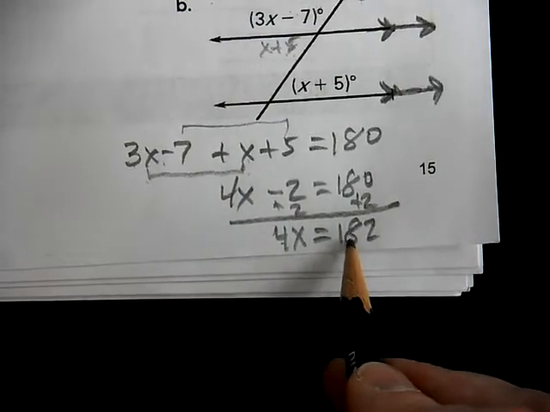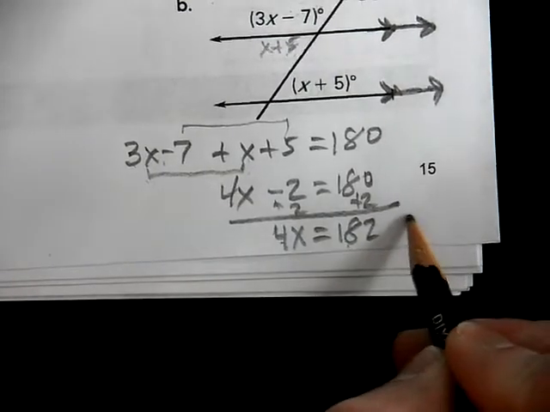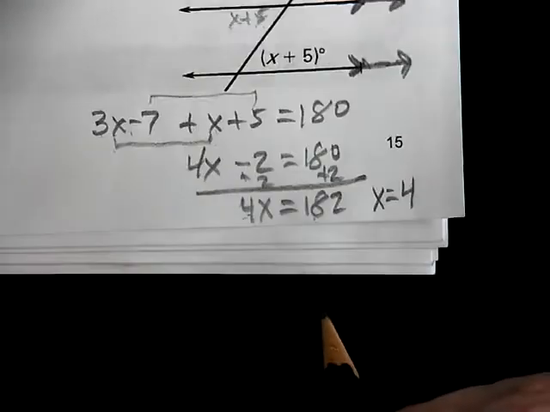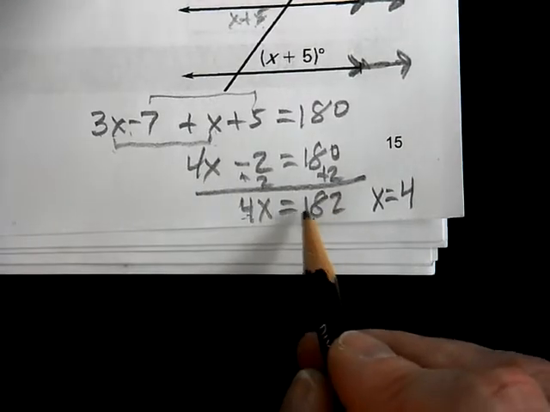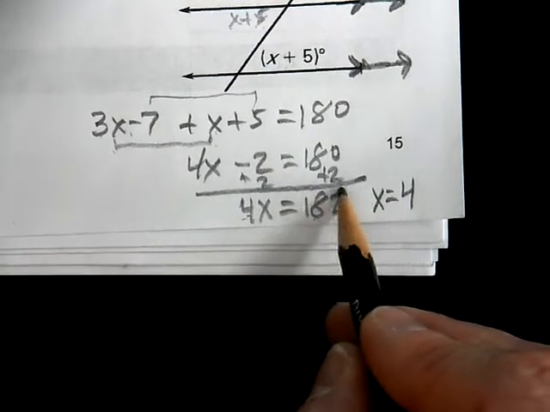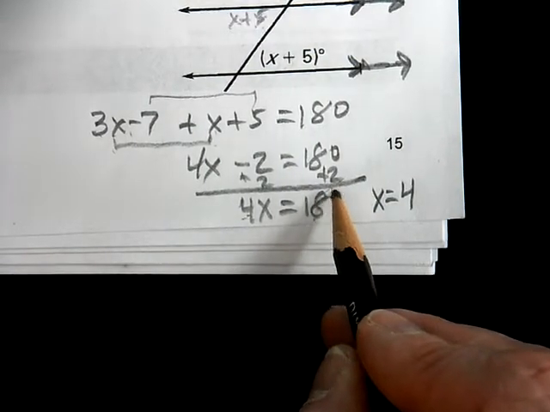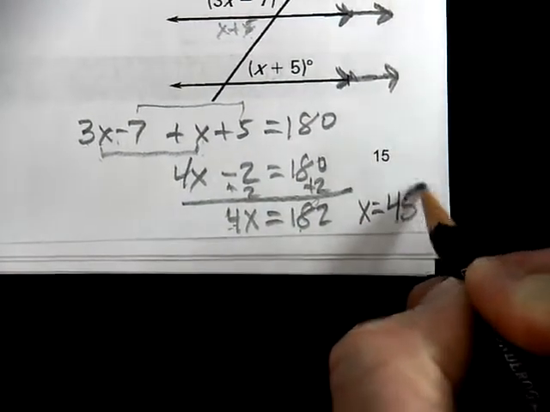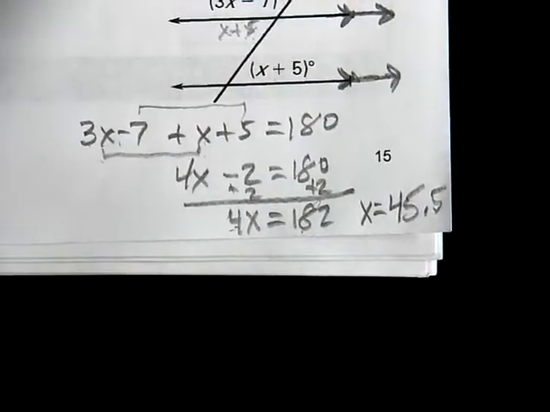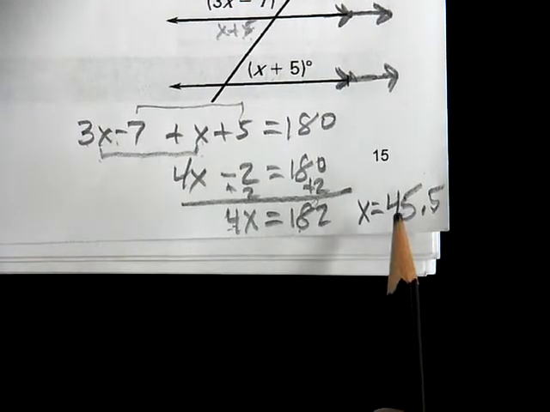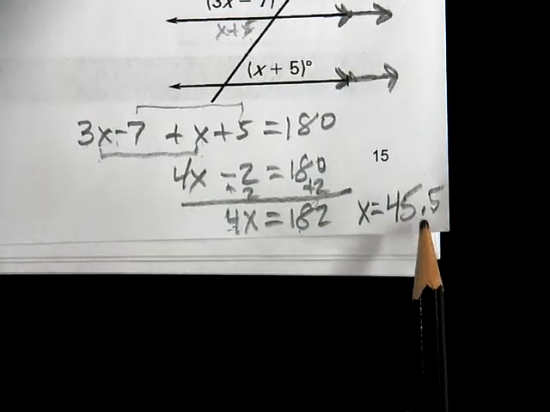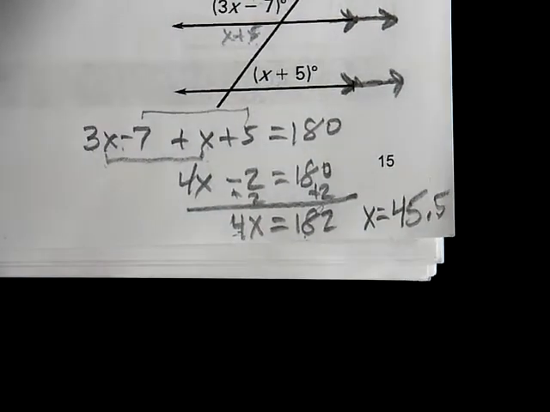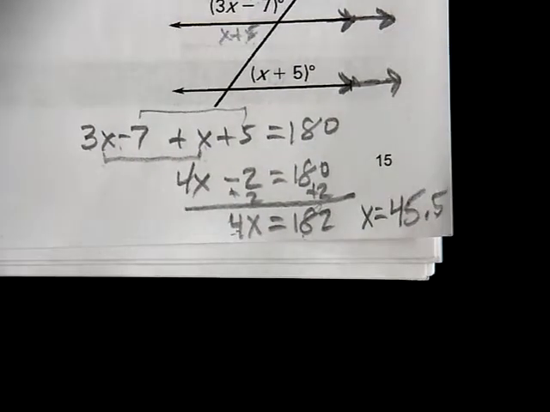4 goes into 18 4 times when you divide. That would be 16 with 2 left over. So then 4 goes into that 5.5 times. So this angle x would have to be 45.5 because 182 divided by 4 is 45.5.